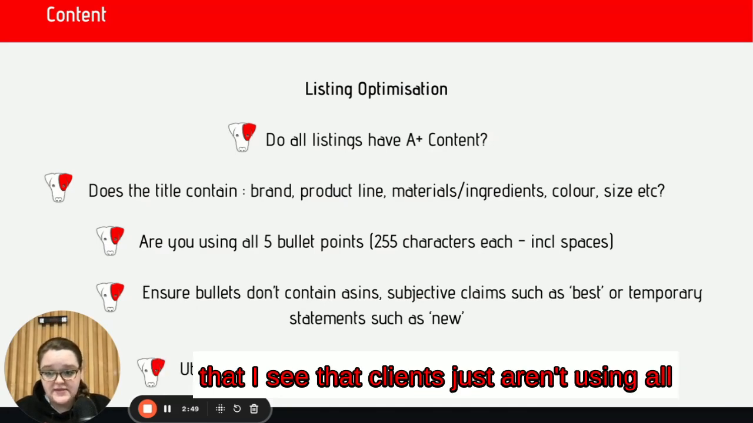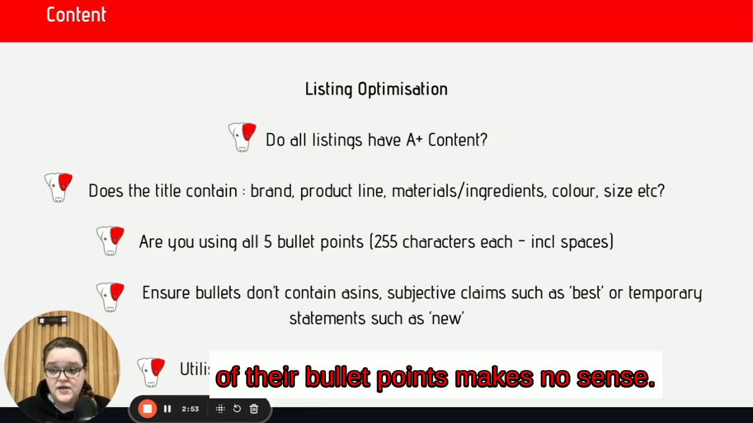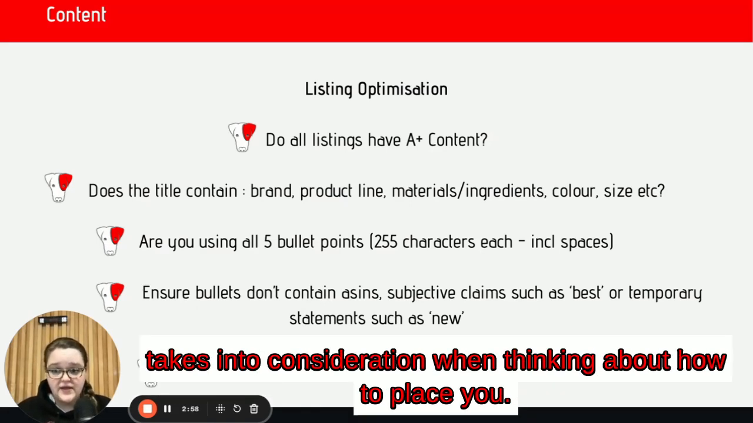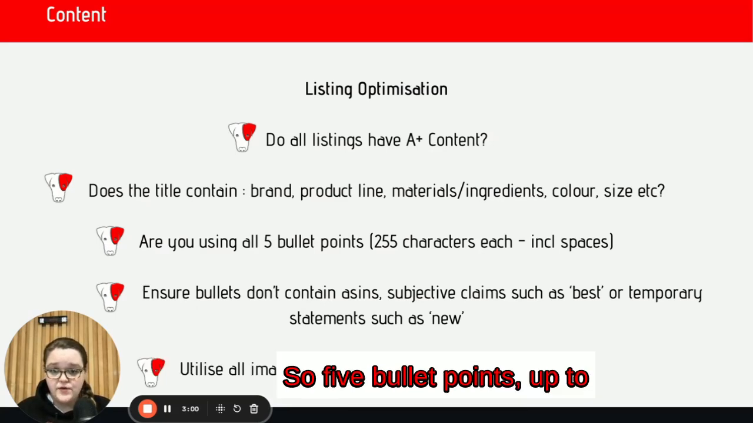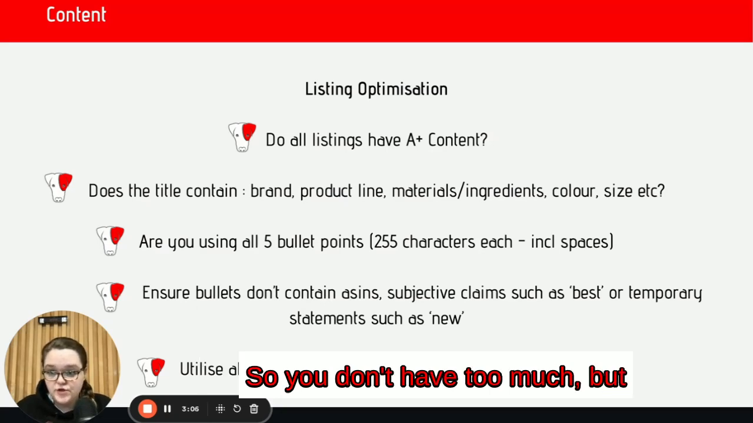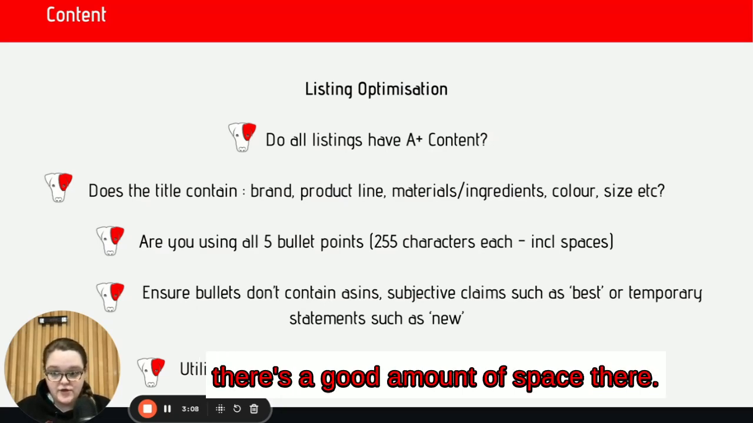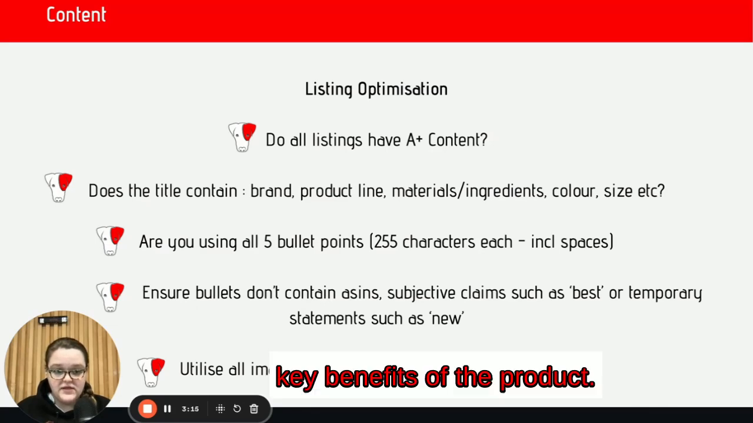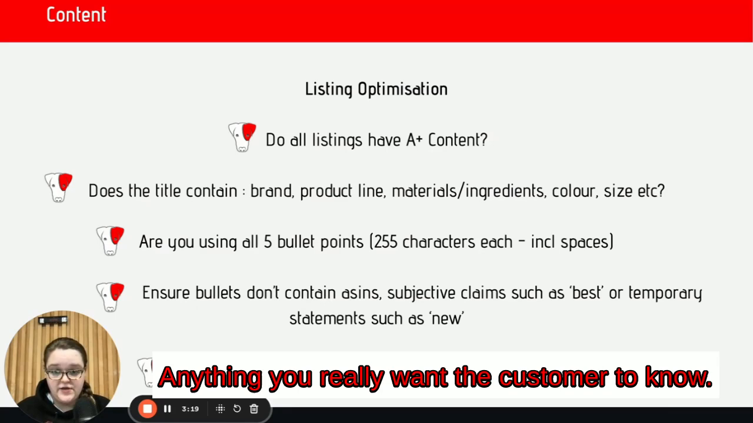Using all 5 bullet points. A number of times I see that clients just aren't using all of their bullet points, which makes no sense. Amazon gives you this space for a reason, and it takes it into consideration when thinking about how to place you. So 5 bullet points, up to 255 characters each, including spaces. So you don't have too much, but there's a good amount of space there, ensuring that we're portraying the key benefits of the product, anything you really want the customer to know.